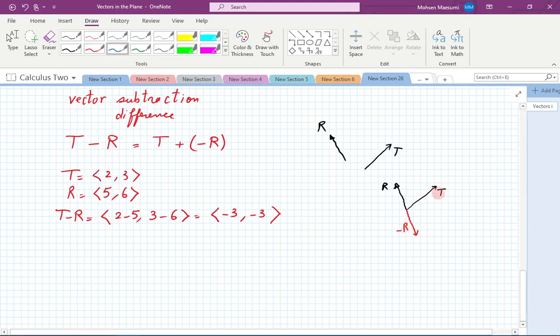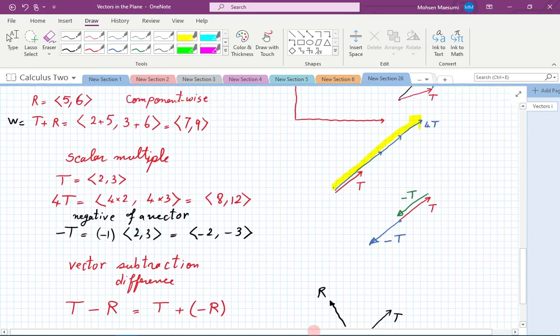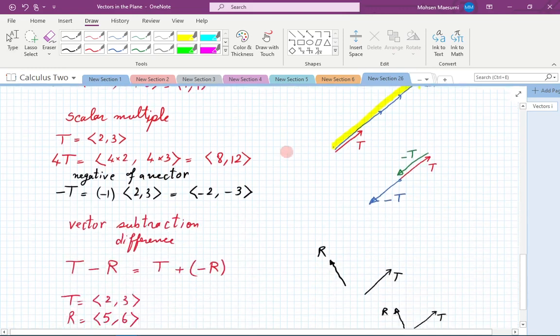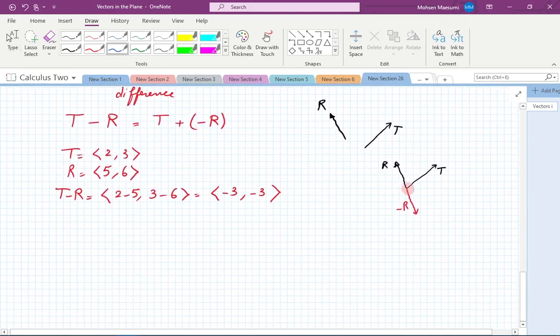Now, adding t and minus r, we can do it by making our construction that we had here before, t followed by r, or r followed by t. Here we do the same thing. I can do t followed by minus r, or I can do minus r followed by t. Either way, I come to this location. So this is going to be t minus r. So I flipped r to this location, and then I added t and r to arrive at this.